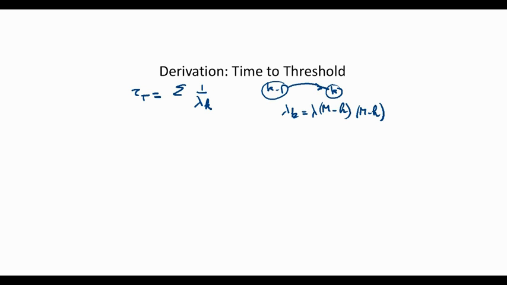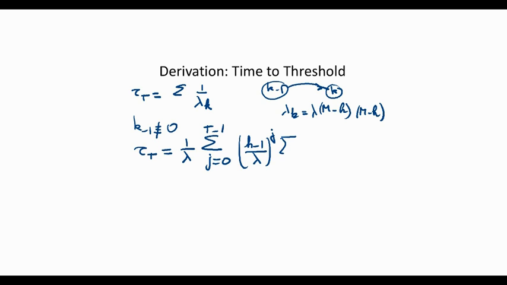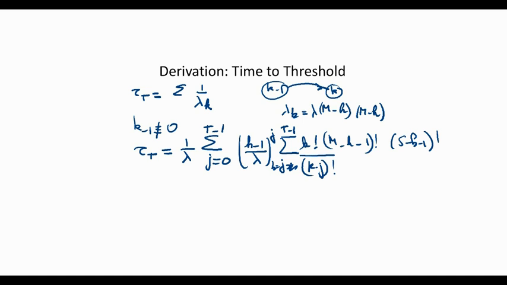In general, when k minus 1 is not 0, then the formula is quite complicated, and I will give it to you and refer for the calculation to the paper. This is the sum from j equals 0 to t minus 1, k minus 1 divided by lambda to the power j, multiplied by the sum from k equals j to t minus 1 of factorial k divided by k minus j, m minus k minus 1 factorial, s minus k minus 1 factorial divided by m minus k plus j factorial, s minus k plus j.